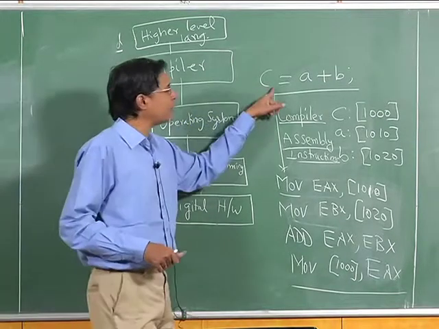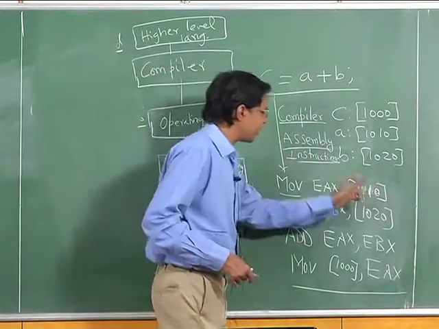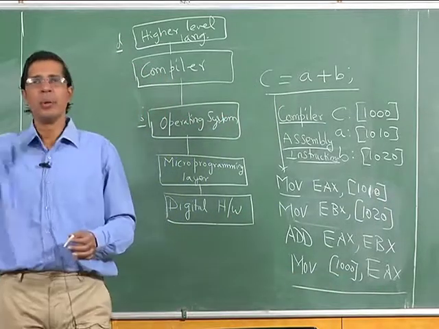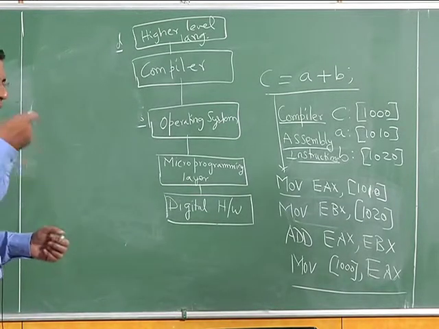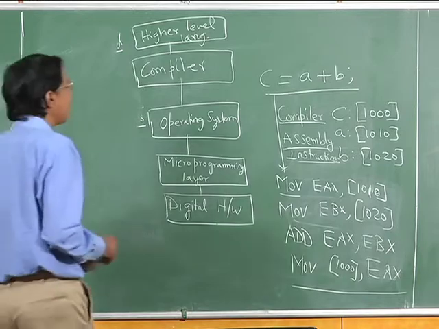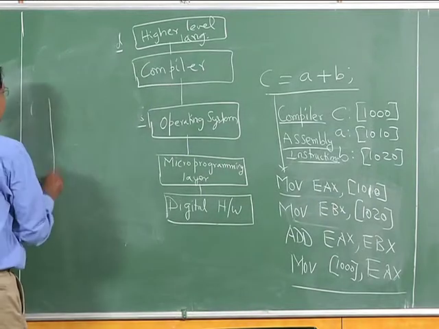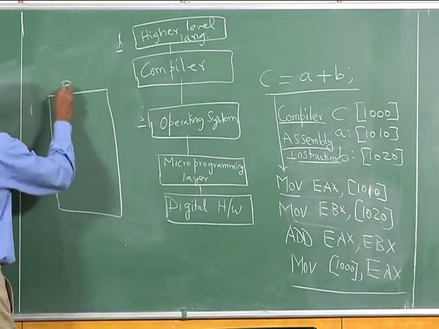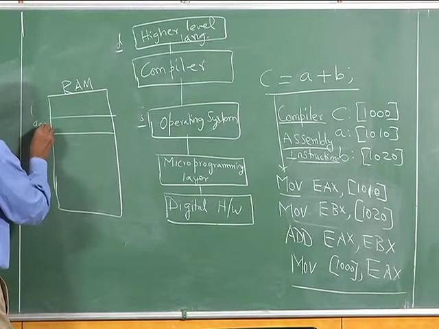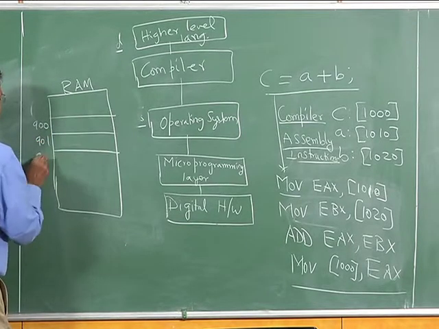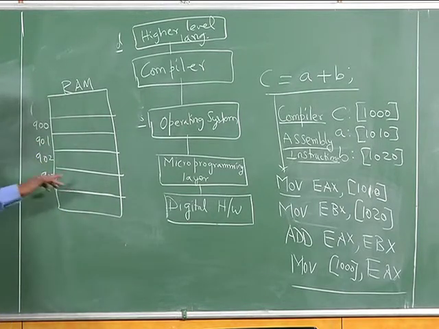So you write this program C equal to A plus B, you compile it, and the compiler will translate it into this part. Now when you run your a.out, or you compile the program and start executing it, immediately this program will be loaded into the RAM. So let us say 900, 901, 902, 903, these are all addresses in the random access memory.